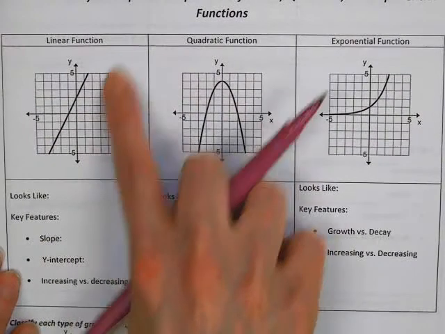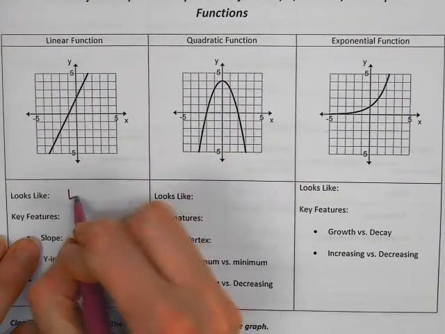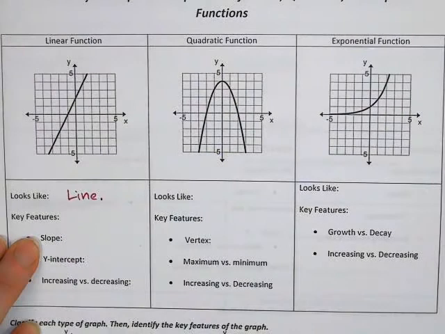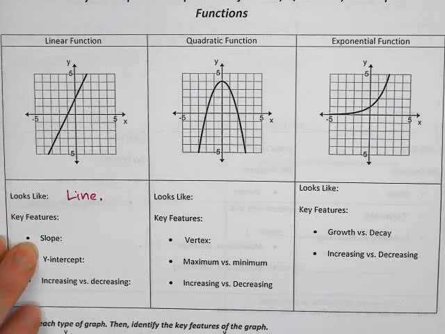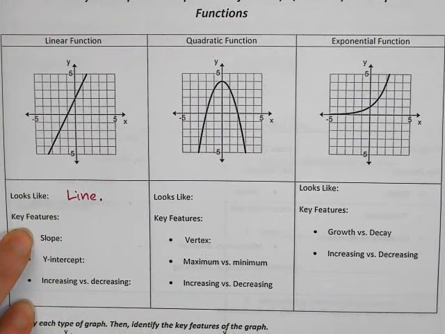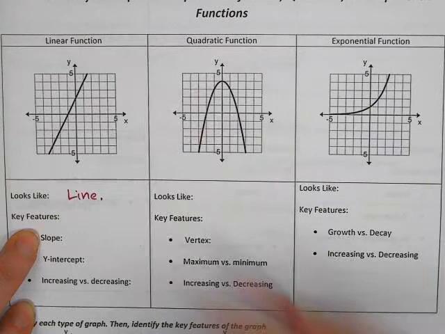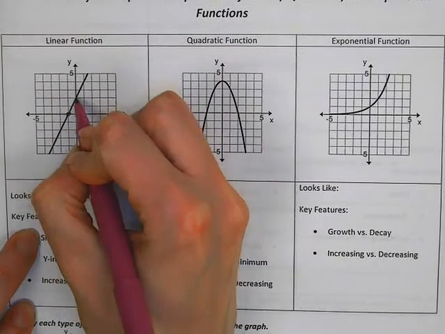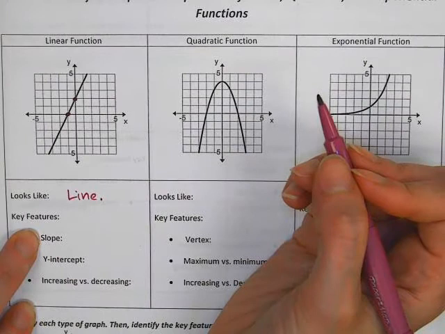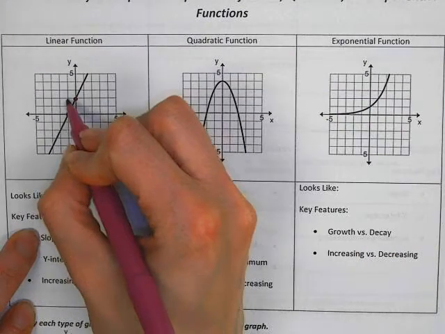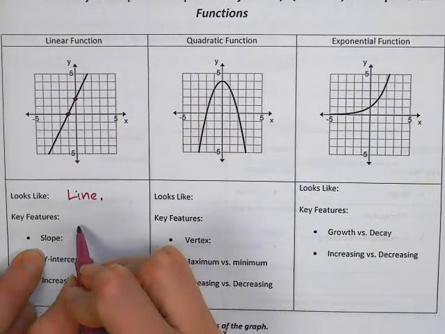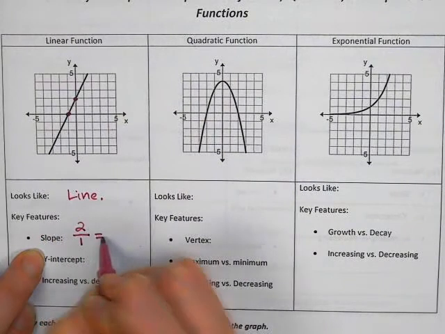So obviously a linear function looks like a line. And let's talk about the key features. So slope. Do you guys remember how to find slope based on this line? You count rise over run. So pick any 2 points you can and just count rise over run. So up to right 1. So the slope's going to be 2 over 1, or also known as 2.